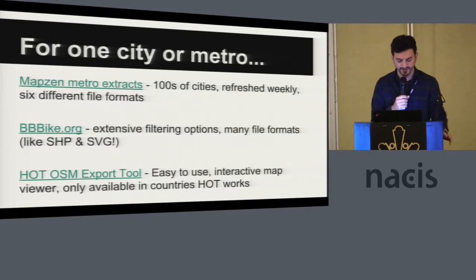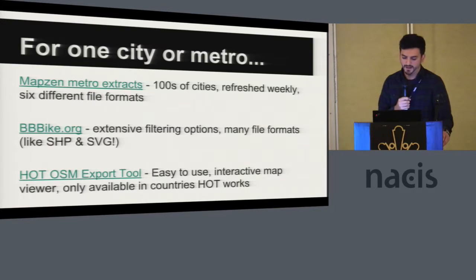BBBike.org is kind of a funny name, but they are another software company that built an export tool that allows you to filter on various cities or metropolitan areas and download. You can download shapefiles. You can even download a .svg there. There's also the HOT OSM export tool.